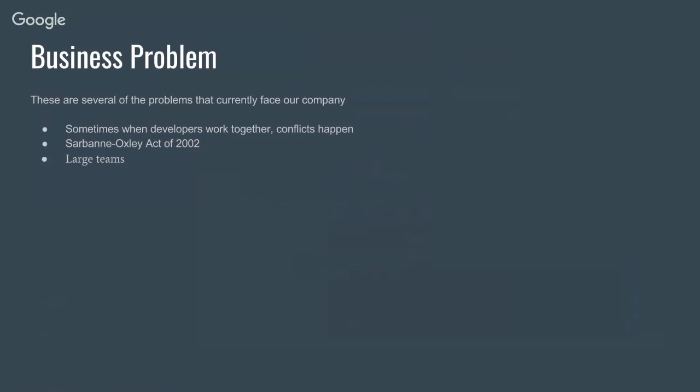To go into the first slide here, we have our business problem. There are several problems that currently face the company, especially with our developer teams. The biggest problem is internal. Sometimes when developers work together, especially larger teams on a single project, there's a lack of efficiency, especially when we're attempting to share code between developers.